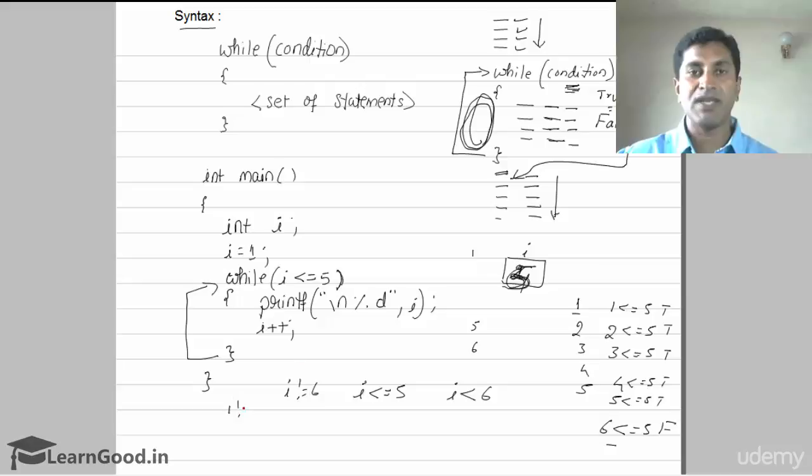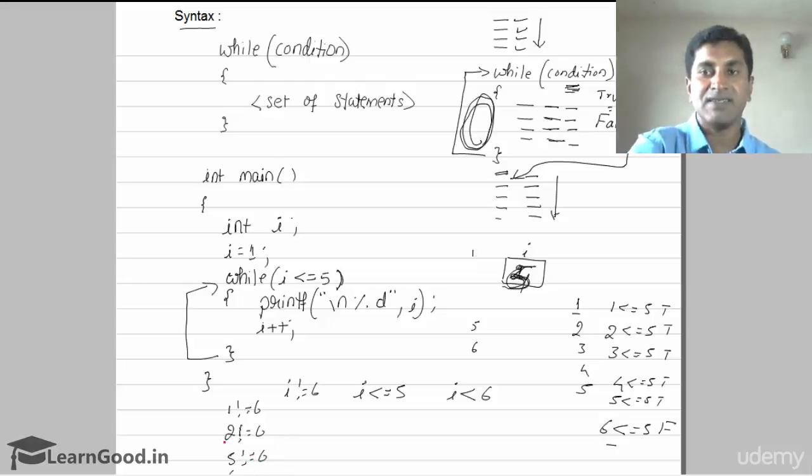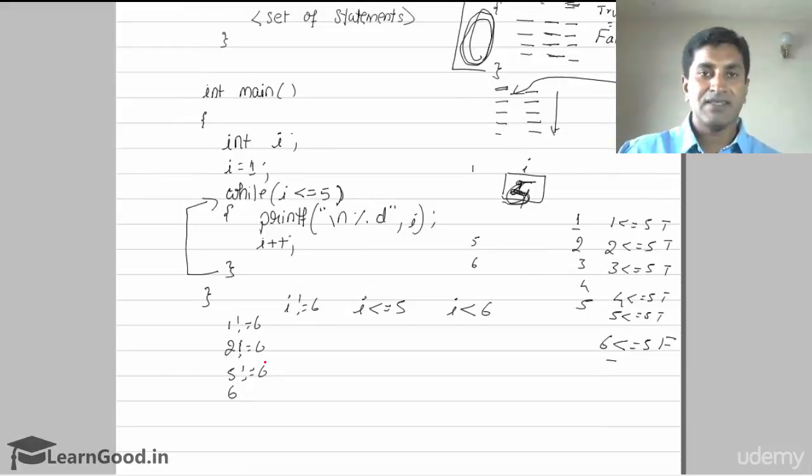Or else you can also give a condition here as I is not equal to 6, because first time I value is 1, 1 is not equal to 6, true, 2 is not equal to 6, true. The same way it continues, 5 is not equal to 6, true, so it will display 5. But next time when it is on 6, 6 is not equal to 6, this condition is going to be false. Once it is false, it comes out of the loop.